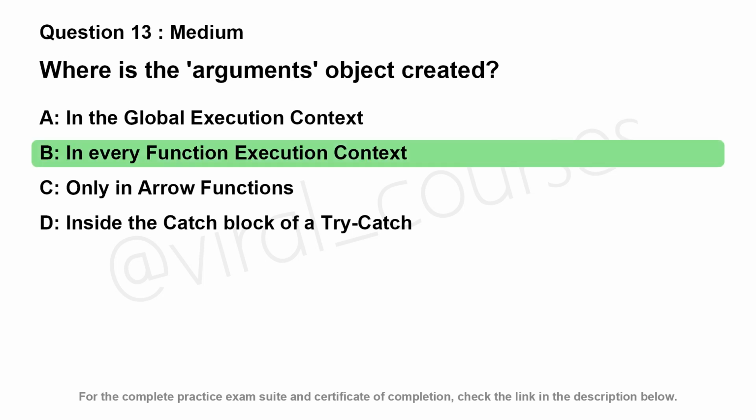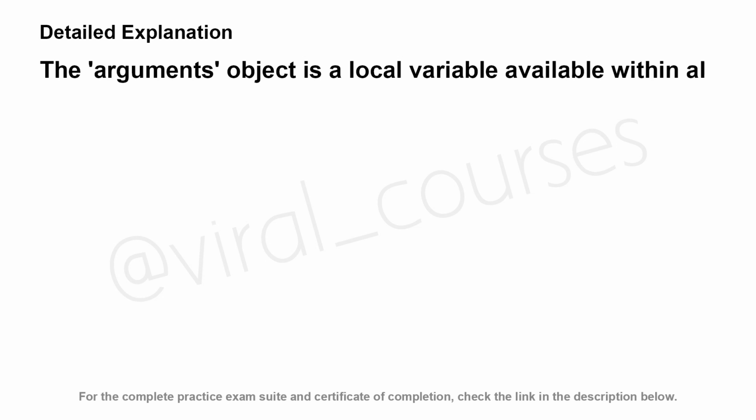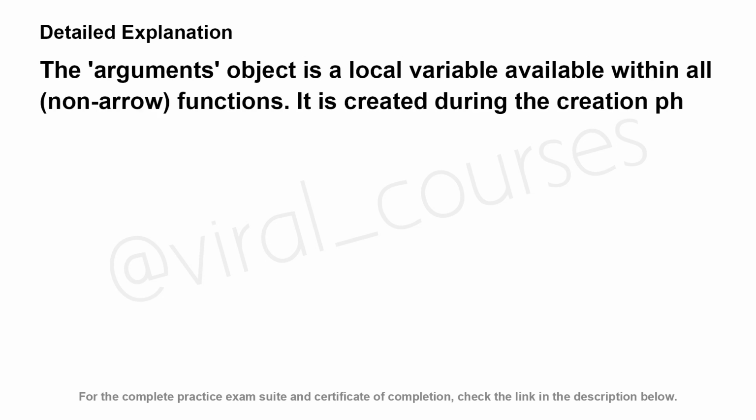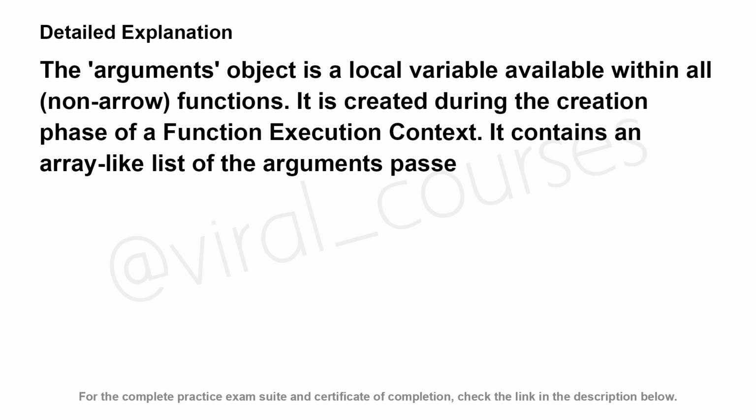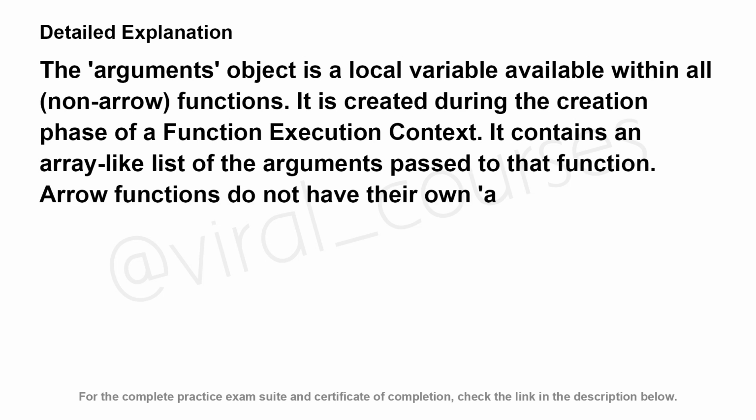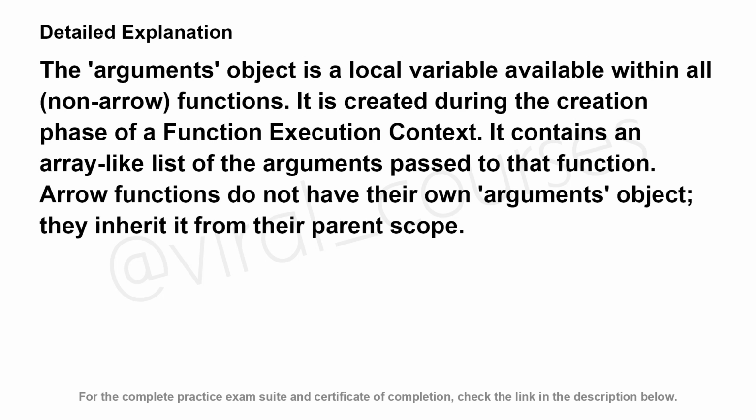The correct answer is B. The arguments object is a local variable available within all non-arrow functions. It is created during the creation phase of a function execution context. It contains an array-like list of the arguments passed to that function. Arrow functions do not have their own arguments object. They inherit it from their parent scope.